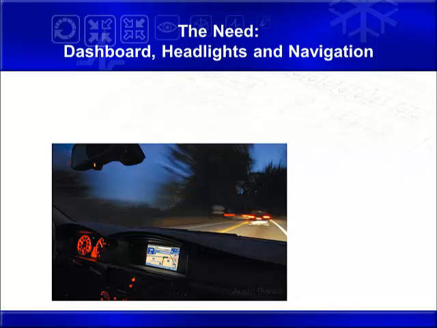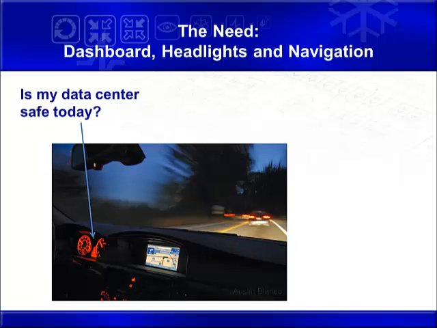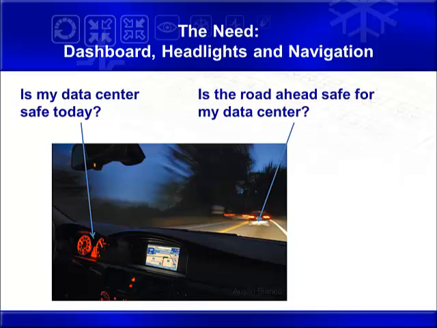3 types of real-time information are needed. The operator needs to know that current conditions in the data center, such as environmental conditions and power thresholds, are safe. This is similar to what is provided by the dashboard of a car. The operator needs to see just up ahead to know that the next set of IT or facility plans will work safely. And this is similar to what is provided by the headlights.